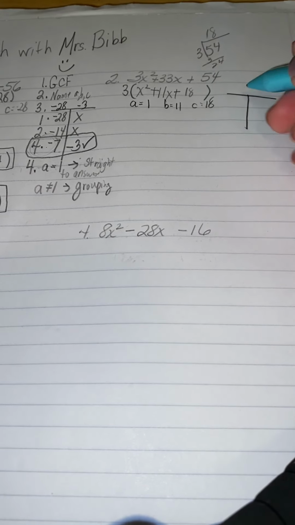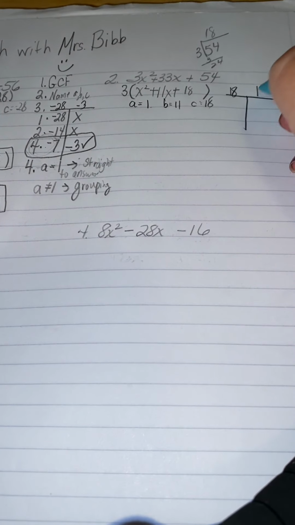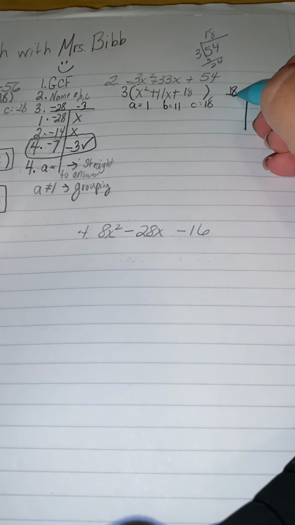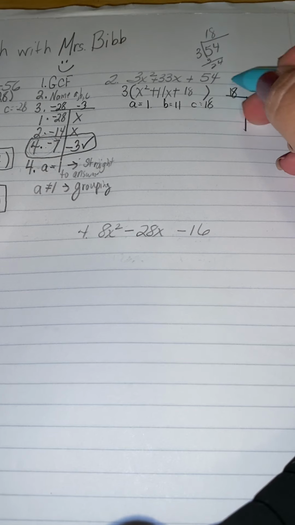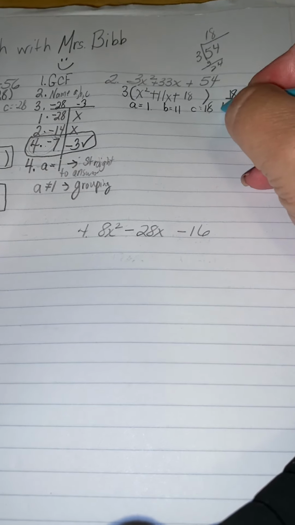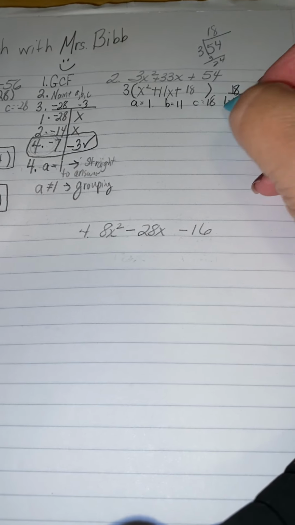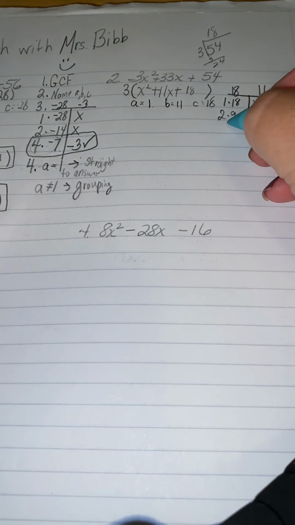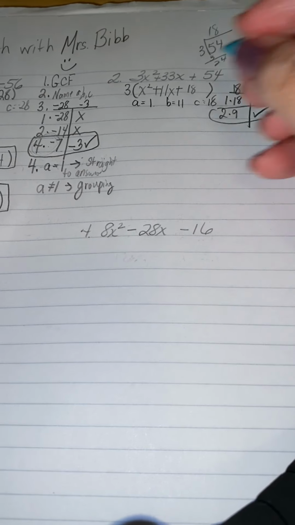Make my table, factors of A times C that will give me a sum of B. Factors of 18, positive 18, that give me a sum of positive 11. That means a positive times a positive gives me a positive, and a positive plus a positive will give me a positive. So I've got 1 times 18. When I add those, I get 19, so that's not it. 2 times 9. When I add those, I get 11. 2 plus 9 is 11. So I found my answer.